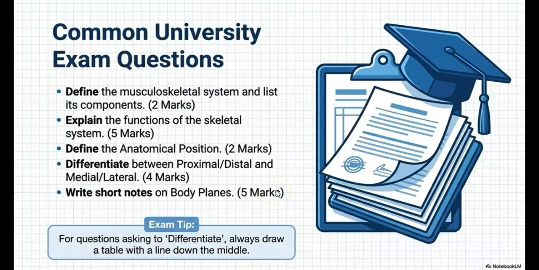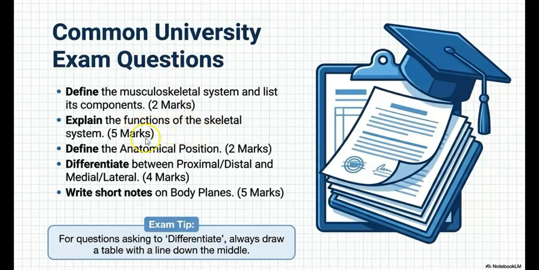Next, now let's look at some common university exam questions. These questions are very important and asked almost every year. The first question is, define the musculoskeletal system and list its components. So this is usually a 2-mark question. Always start with one clear definition, then the list of the components.